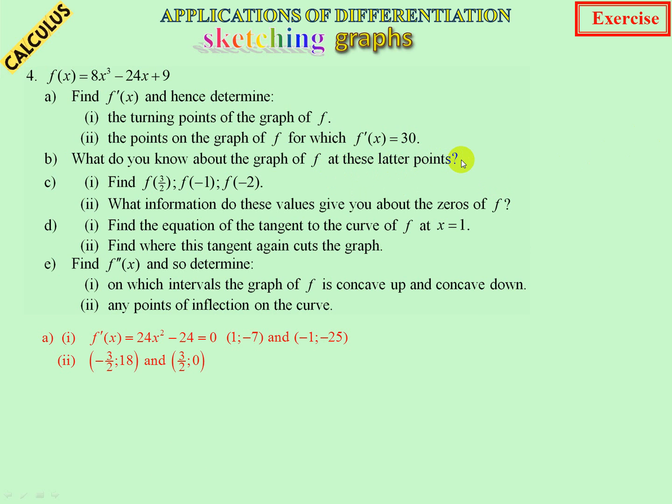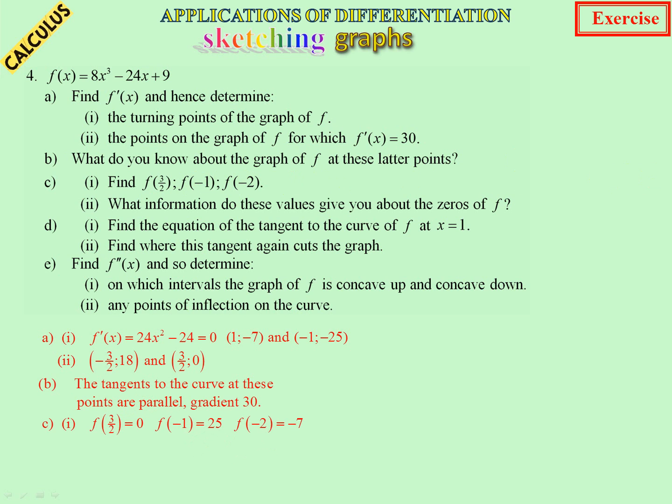What do you know about the graph of f at these latter points? Well, f prime of x equals 30, which means the tangents to the curve at those points will be parallel and their gradient will be 30. Find f of that, f of that, f of that. What information do these values give you about the zeros of f? Well, that means 3 over 2 is a zero. f of minus 1 is 25. f of minus 2 is minus 7, which means that there must be a zero between those two values.